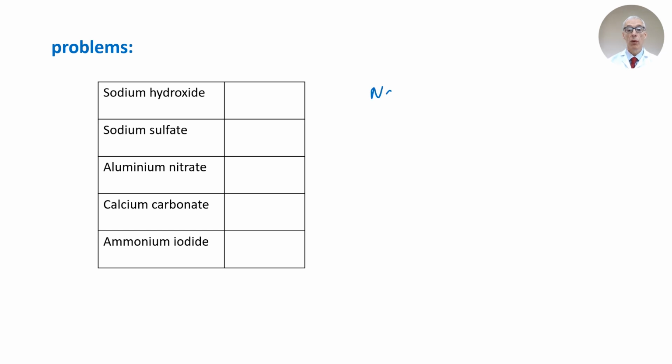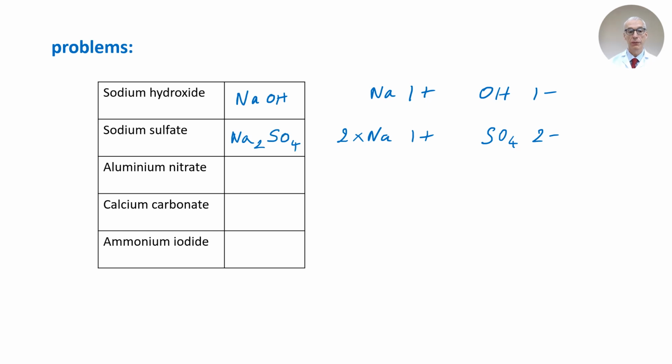sodium is a 1 plus ion. Hydroxide, you have to know, is OH 1 minus. So I need 1 sodium and 1 hydroxide: sodium hydroxide. Sodium sulfate: sodium remains 1 plus, it's in group 1. You have to recall that sulfate is SO4 2 minus. Therefore, I need 2 sodiums. So I'll write the formula as Na2SO4.